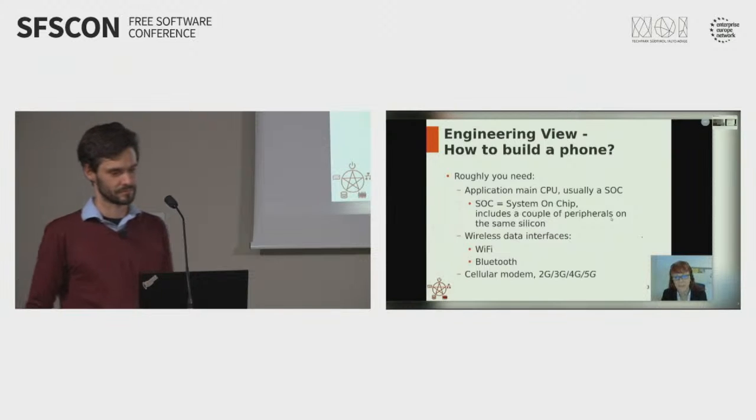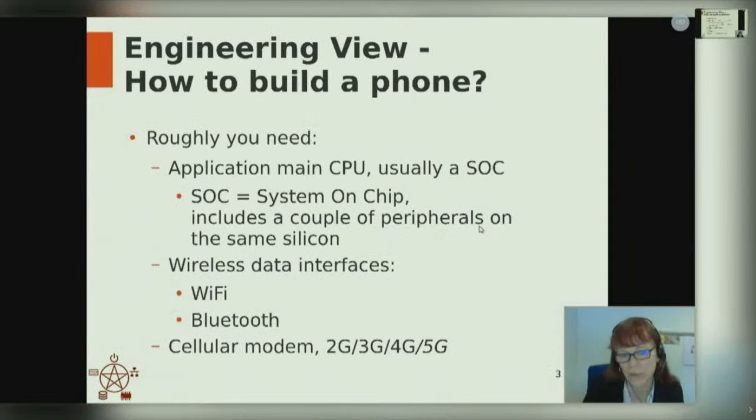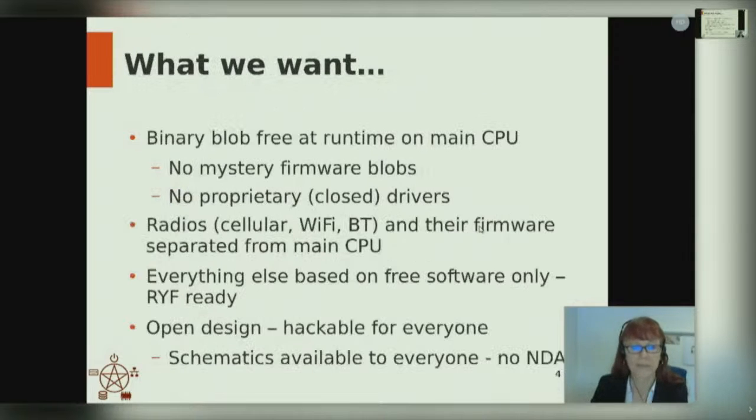What you need to create a smartphone in general is a main CPU, which in the smartphone and embedded space is usually a so-called system on chip, an SoC. This is not just the main CPU, but it also integrates a lot of peripheral controllers for communication interfaces, and also, of course, controllers for cameras and the screen and things like that. And then, of course, you also need the wireless data interfaces like Wi-Fi and Bluetooth, and last but not least, the cellular modem for 2G, 3G, 4G, and in some months also 5G communication. So that's a lot of parts that you need inside of that.